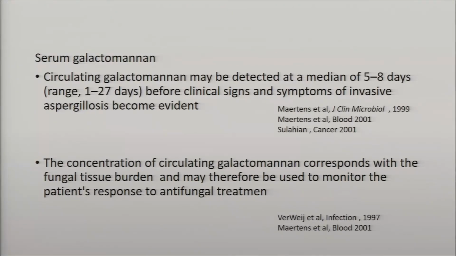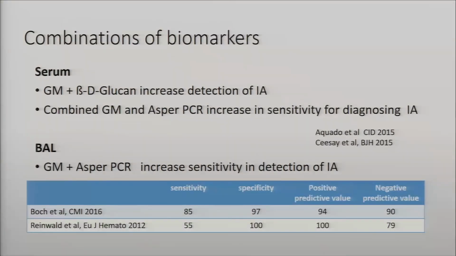I won't go into this because there will be another session on serum galactomannan later on. Now, galactomannan itself may not be good enough. If you combine two biomarkers together, either in the serum or BAL, it will increase the sensitivity in diagnosing invasive aspergillosis. Look at the table there. When you combine galactomannan together with the PCR, the positive predictive value increases above 90%.